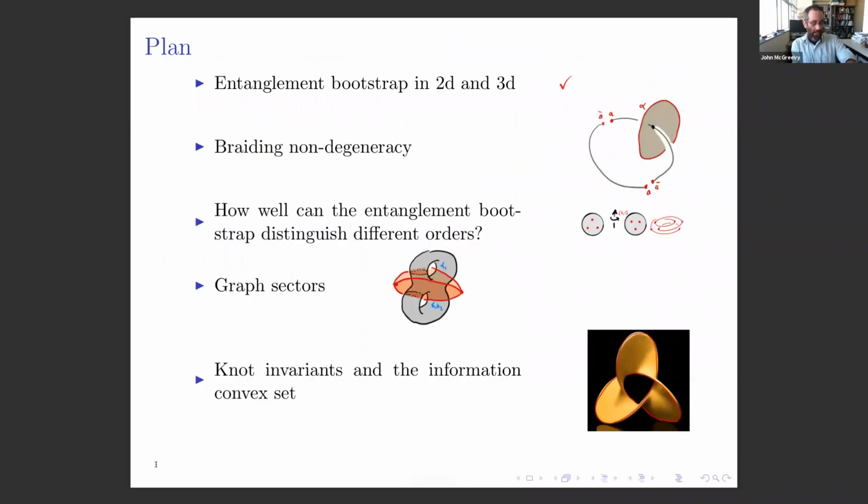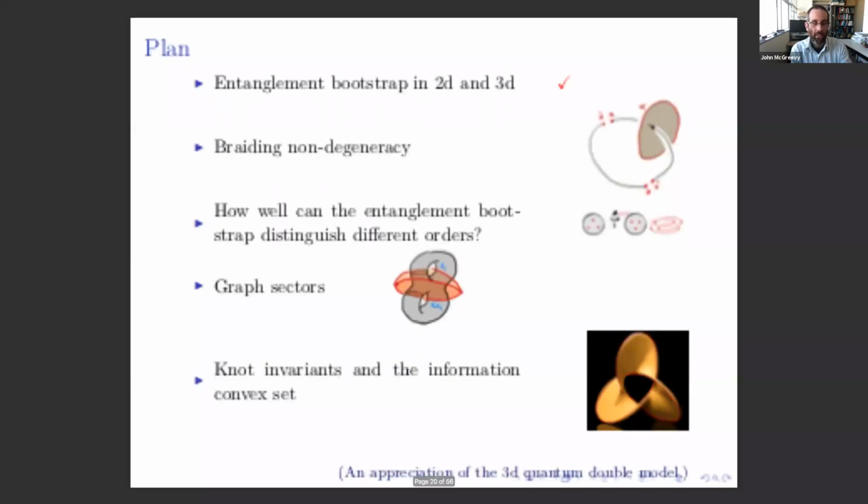So here's the plan, though I don't think I'm going to get to all of it. I guess the main result that I want to talk about is a notion of braiding non-degeneracy. And then if we have time, I'll ask questions like, how well can the entanglement bootstrap distinguish different topological orders? I'll talk about the sectors that Nadi wanted me to talk about. And then I'll talk about the answer to the question that Shweta asked about excitations that are associated with knots.